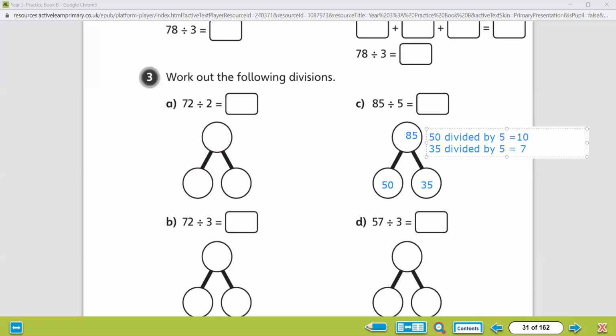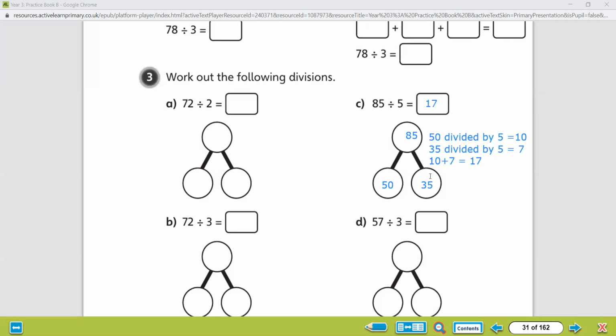So I've divided my 50 by 5 and I've divided my 35 by 5. I wonder if you can remember my next step. My next step is to add my 2 answers together, isn't it? To get my final answer. So 85 divided by 5 is 10 and 7 is 17. So that's the number I'm going to write in here.